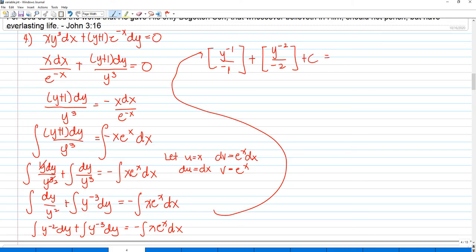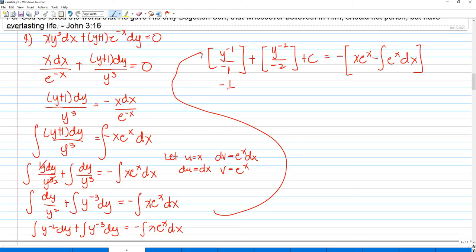Now integrate this. We have negative, that's the negative outside of the integral sign, uv minus the integral of v du. u times v, that's x e raised to x, minus the integral of v, which is e raised to x, du, which is dx.